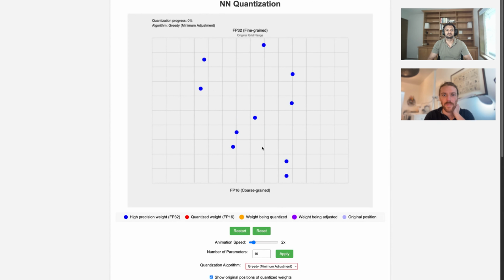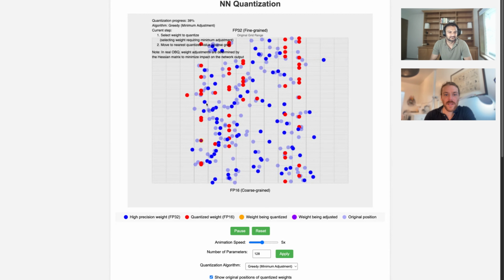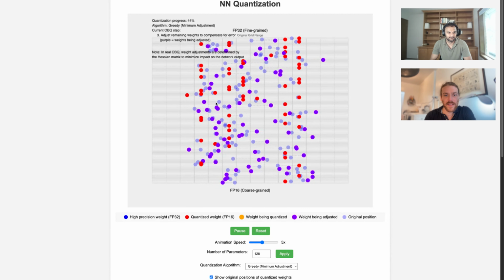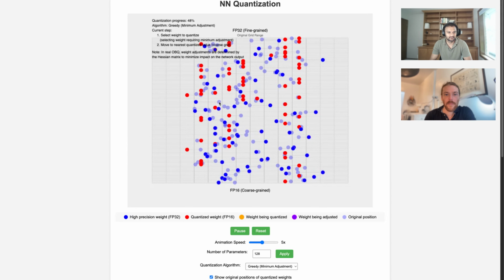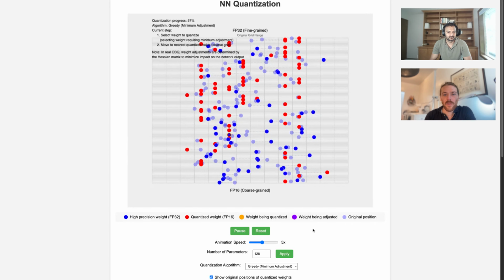Maybe we can show this part. This one is just going to find the weight that's closest to the grid point and quantize that one next. It's the so-called greedy quantization. And this is actually what optimal brain quantization does. Let's use this at 128 by 128. You can see with each step, it is adjusting the weights quite a bit. So it would get snapped to a different grid point as compared to if we had just done the naive quantization. But you also begin to see how long this algorithm takes.